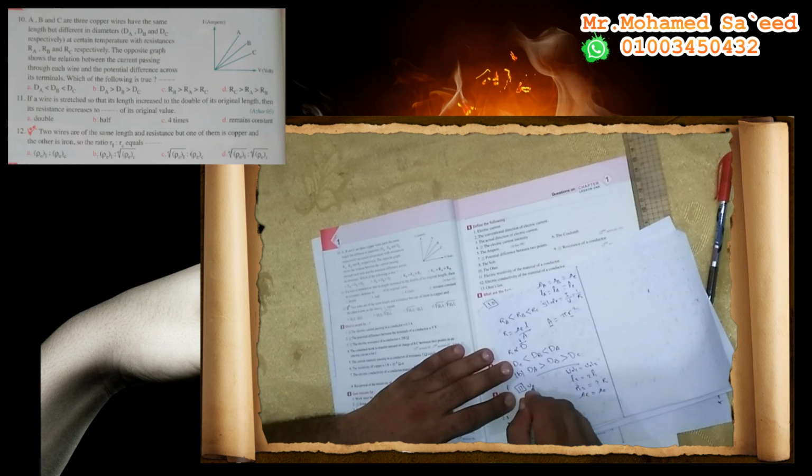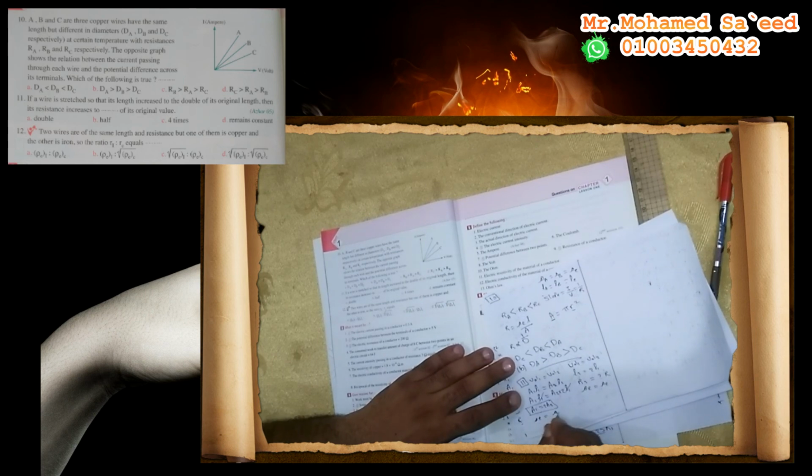Volume in the first case equals volume in the second case. Volume equals A1 L1 equals A2 L2. A1 L1 equals A2 times 2 L1, so L1 cancels with L1, so A1 equals 2A2. Rho E equals rho E. So rho E equals what? R A over L, R1 A1 over L1 equals R2 A2 over L2. We can replace A1 by 2A2.